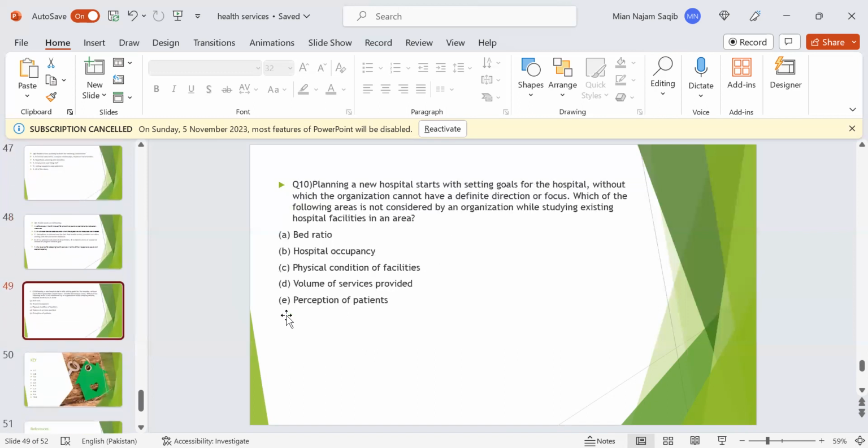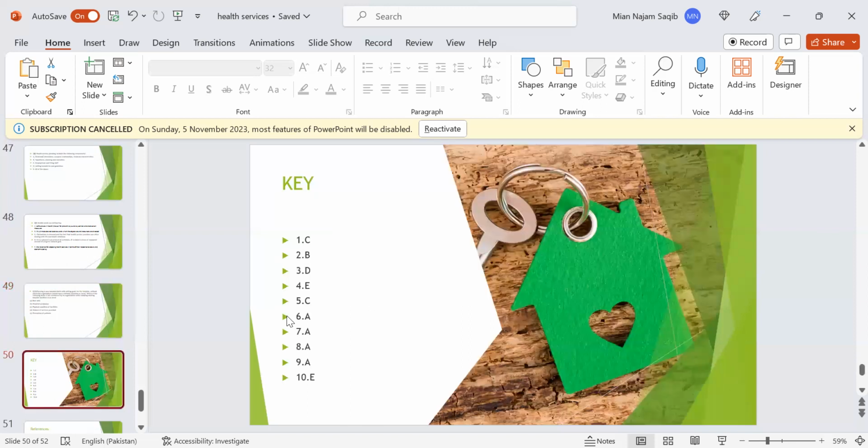Question 10. Planning a new hospital starts with setting goals for the hospital, without which the organization cannot have a definite direction or focus. Which of the following areas is not considered by an organization while studying existing hospital facilities in an area? A. Bed ratio. B. Hospital occupancy. C. Physical condition of facilities. D. Volume of services provided. Or E. Perception of patients. The answer is E. This is the key.